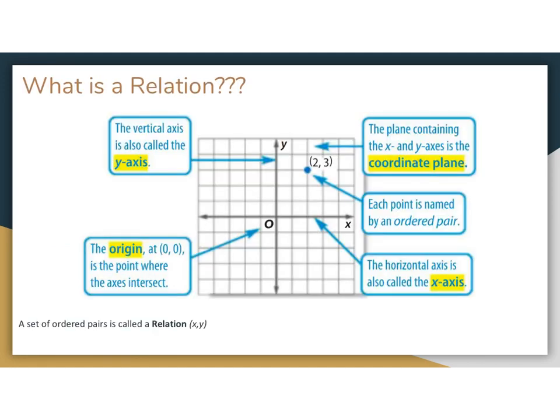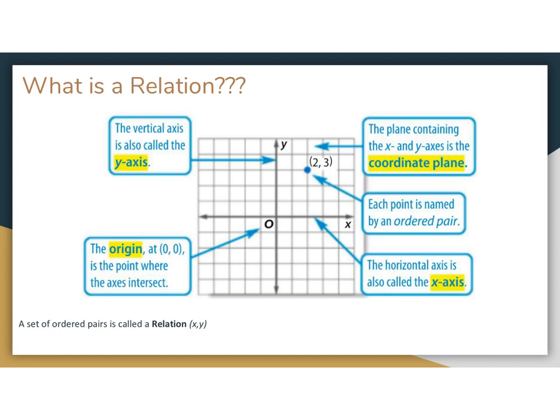So what is a relation? Think about it. A relation is a set of ordered pairs. But first, what is an ordered pair? An ordered pair is a set of numbers or coordinates written in the form x, y. So for example, we have this point.